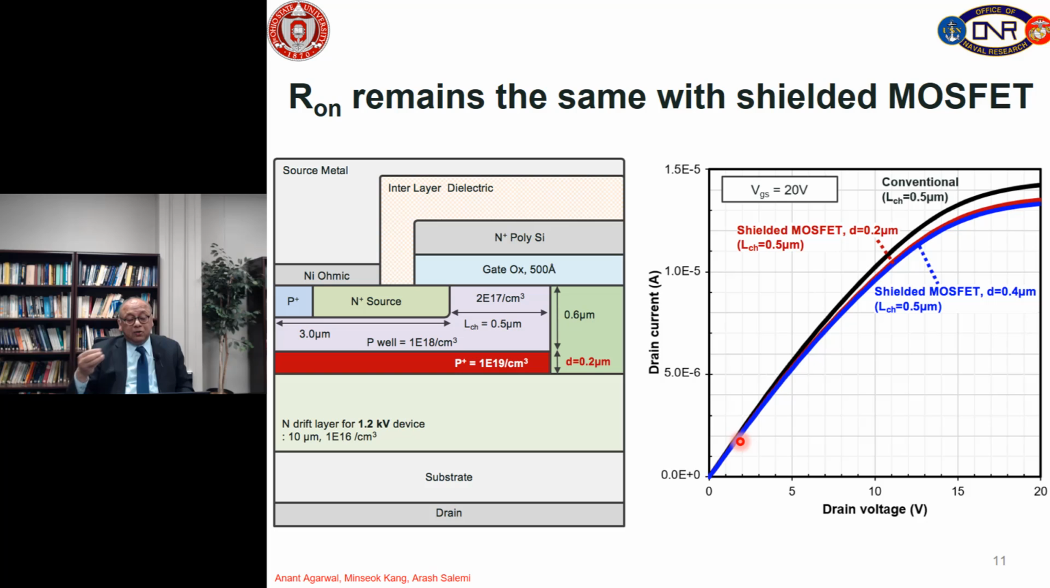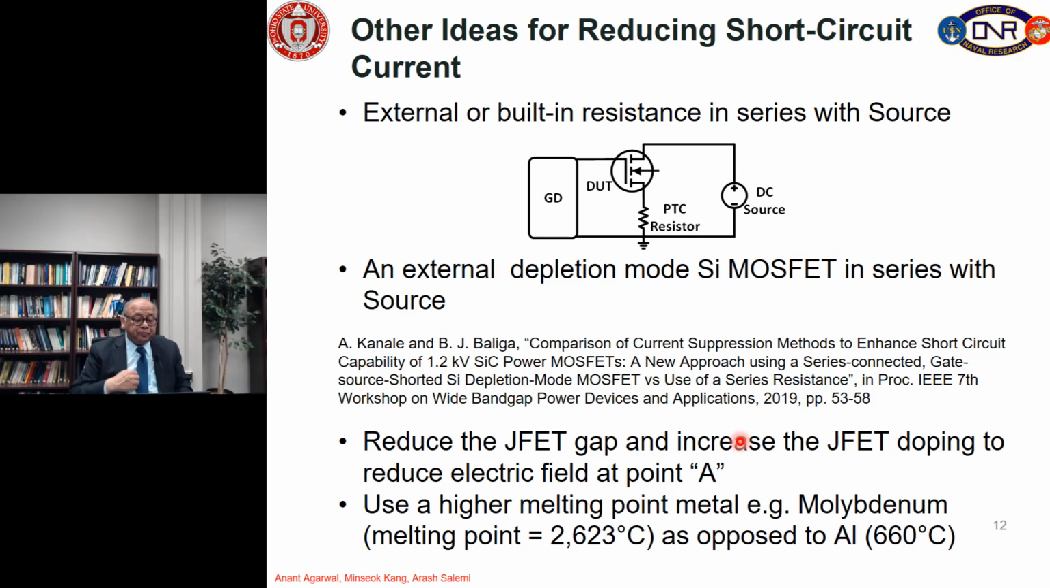So basically without having to affect the on resistance of the device, we can improve the short circuit time at high drain voltages in this structure, as opposed to the case of higher channel length where the on resistance is affected. So the method of increasing the channel length is not preferred, but there is a simple fix. We can keep a short channel length and just put the shielded P plus region. So what are the other ideas for reducing short circuit current?